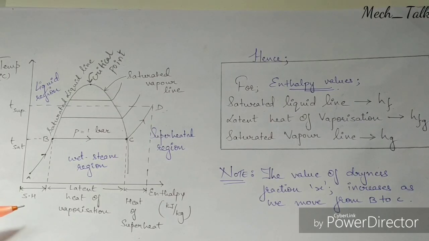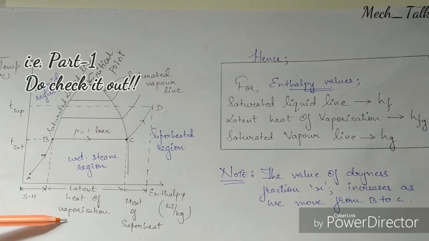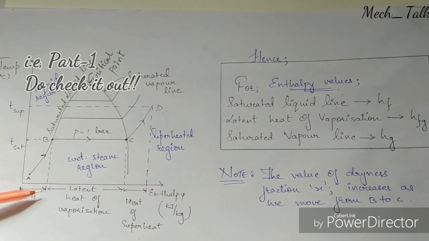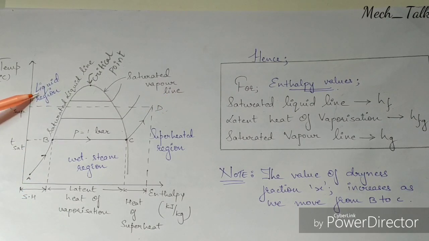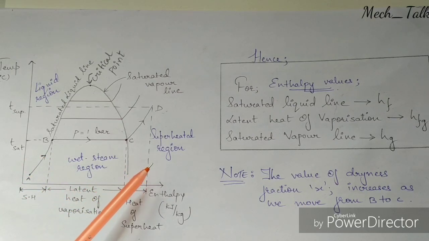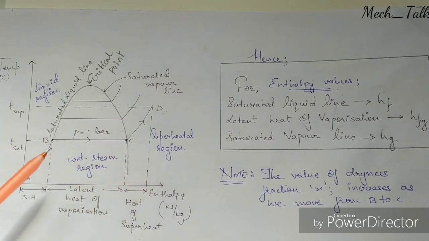So in the last video, we saw the temperature versus enthalpy curve for water at 1 atmospheric pressure, where we had three regions, that is the liquid region, wet steam region and the superheated region. So let us define the following terms.